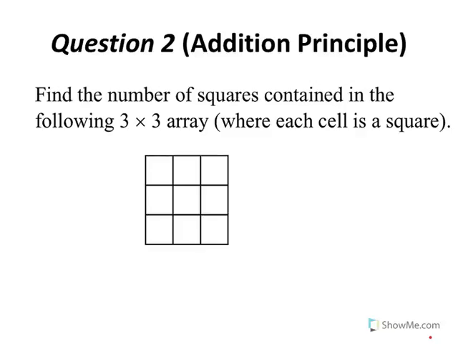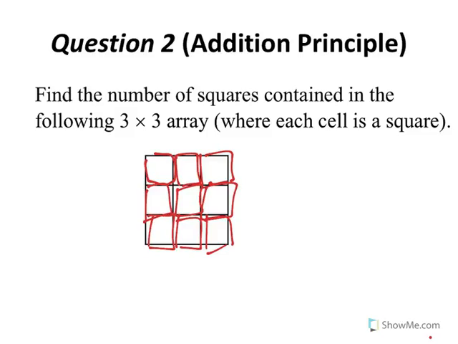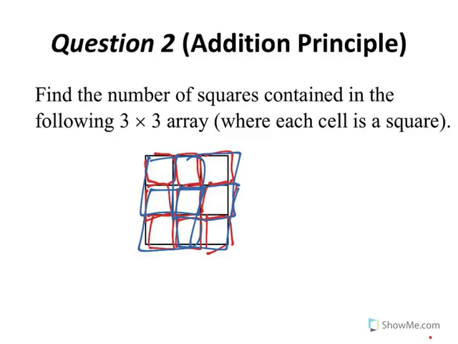Okay, so very quickly you can see you can have 1, 2, 3, 4, 5, 6, 7, 8, 9. This is just counting, so you have 9. Okay? Then 2 times 2, we can have 4. Last one, the big square. So you can have 1.